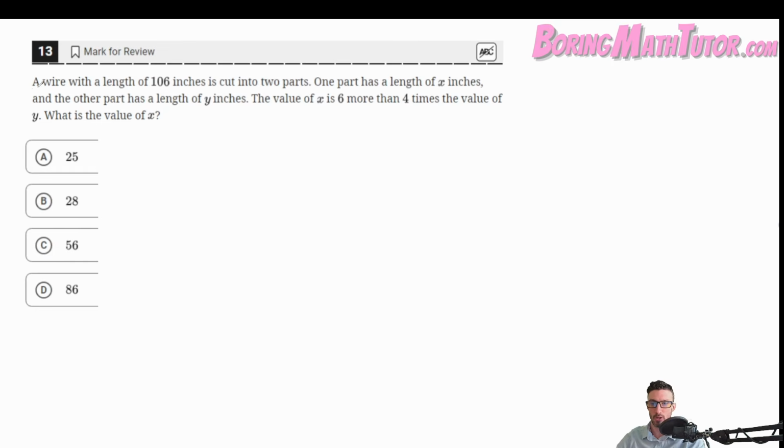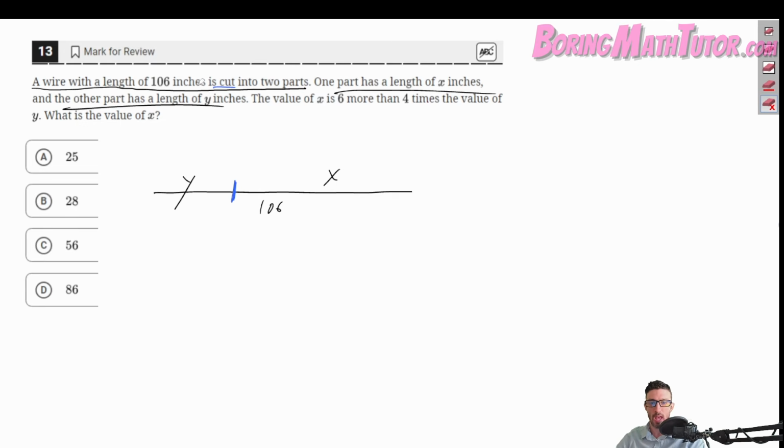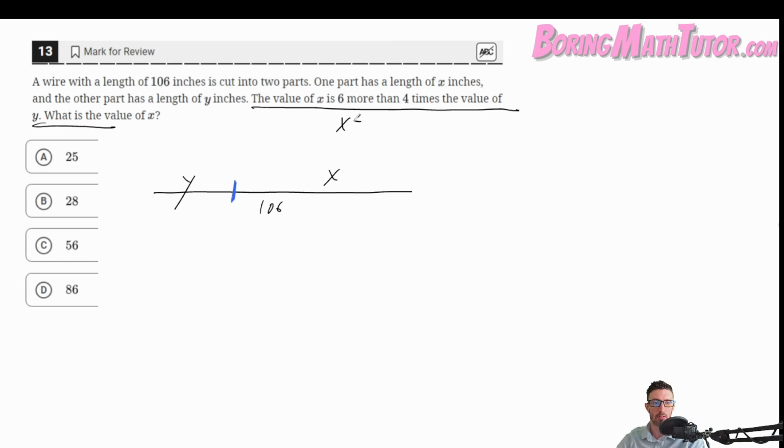All right, first thing we got to do here is draw a wire that's 106 across, but it's cut into 2 parts. So here's our cut, and one part is going to be called X, and the other part is Y. And then it goes on to tell us that the value of X is 6 more than 4 times the value of Y. So this is the equation that you get out of translating this sentence.